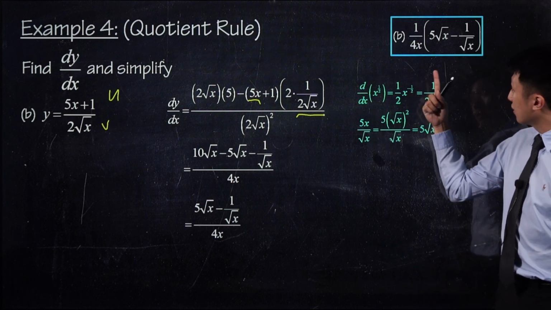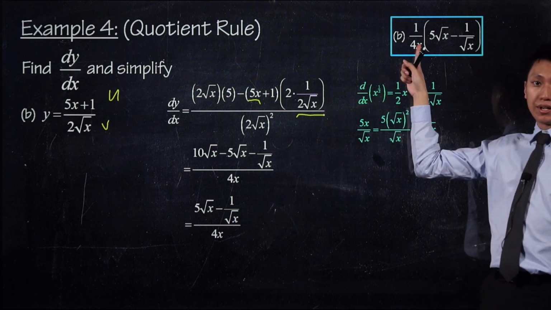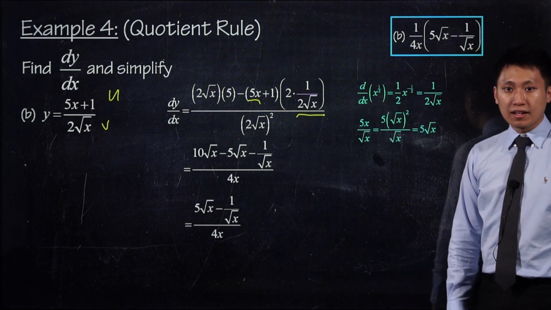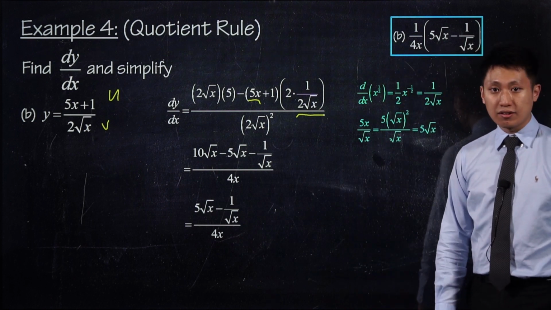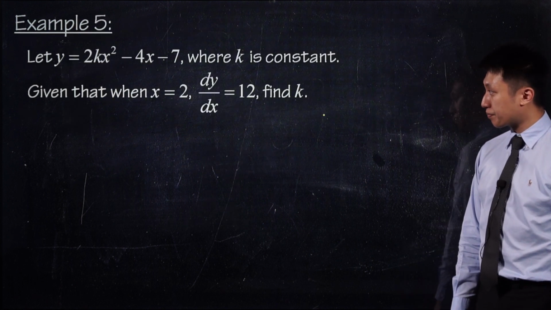Then I get my final answer here, which I have to simplify. Do I have to? I guess I don't have to. So this is the final answer. It's the same as this one, except I wrote the 1 over 4x outside. You good? Okay, let's move on.